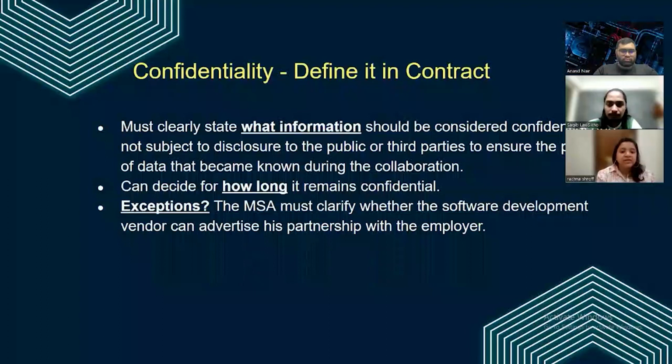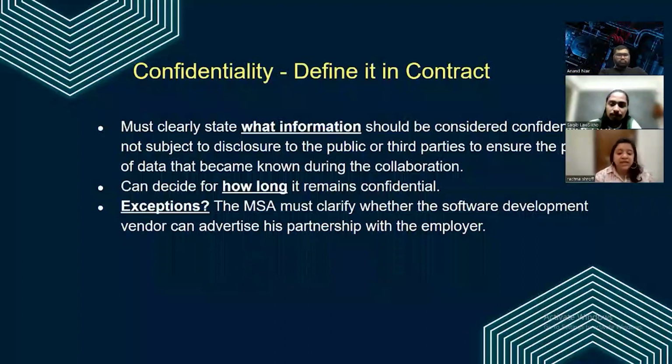So it must clearly state what information should be considered confidential and not subject to disclosure to public third parties. You can decide for how long. Exceptions are always there. The exceptions are a part of the confidentiality clause: if the information is already in the public domain, or the receiving party was already aware of it when you passed it on, or if there is a statutory order or government order, you have to disclose it. These are the exceptions to the confidentiality clause.